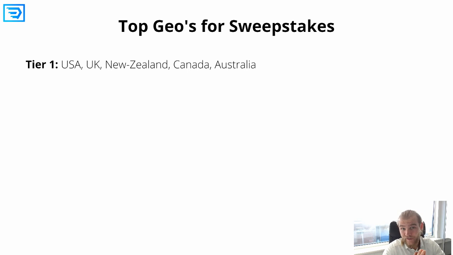This is just a list of popular geos for sweepstakes. It's not a list of the geos that you should run to make profit. You can do that everywhere. These are just very popular. So if we talk about tier 1, obviously the most expensive traffic, but also the best quality of traffic, usually, and the countries with a higher GDP per person. So then we talk about the USA, the UK, New Zealand, Canada, and Australia, and a lot more.